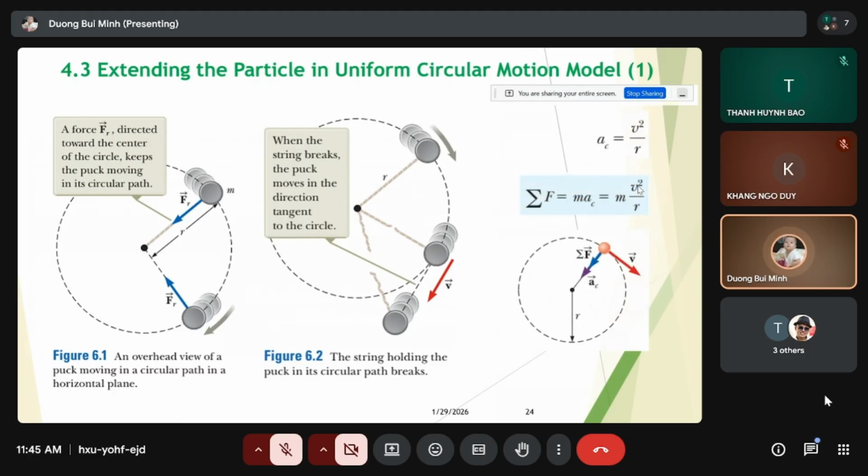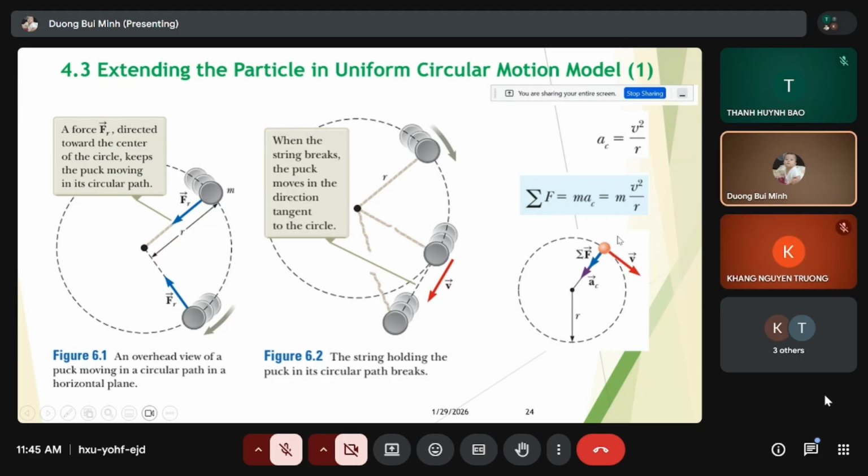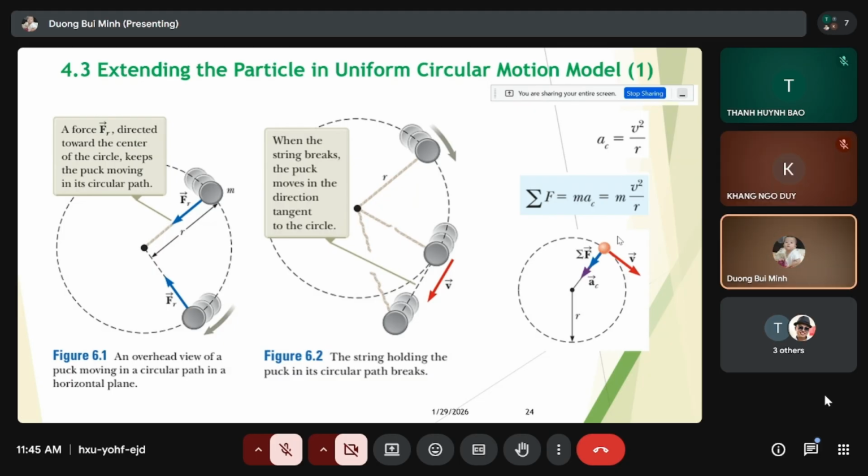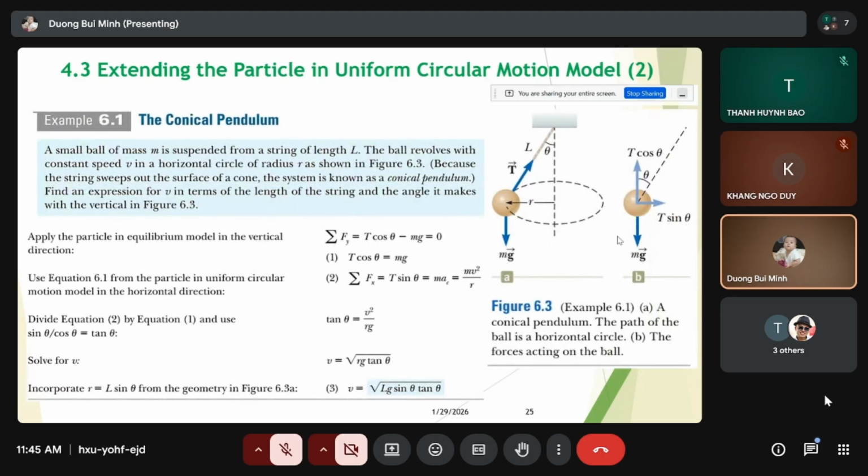And of course, we know the centripetal acceleration AC is V square over R. If we know AC and we know the mass of the object, you can get the total force F. Because we know the speed and the radius, we know AC, so we can get F, the total force. Is it clear?